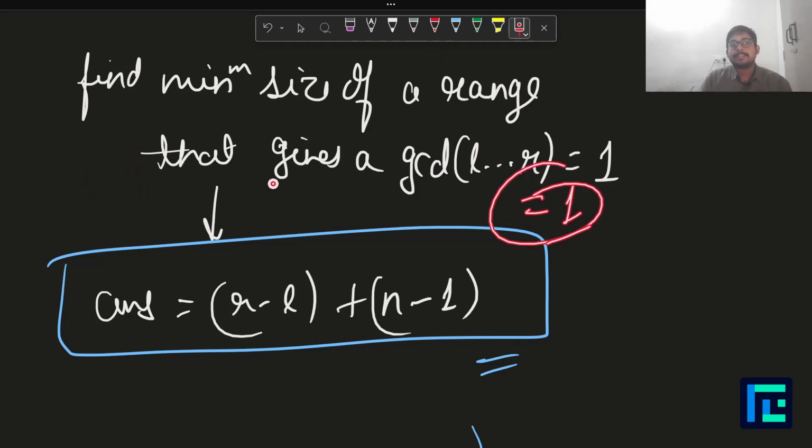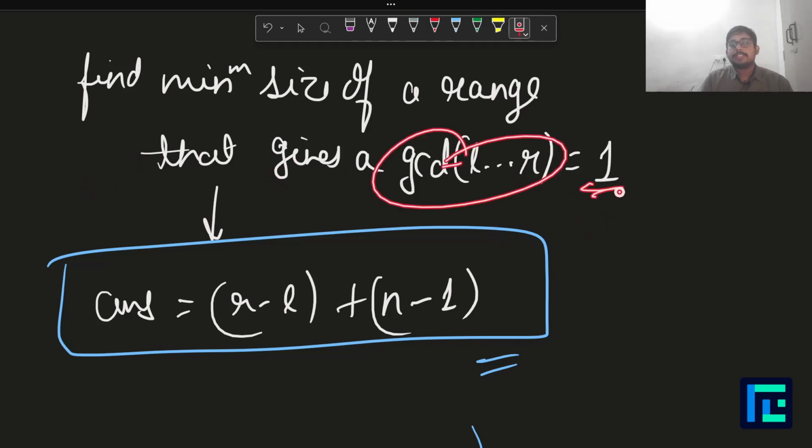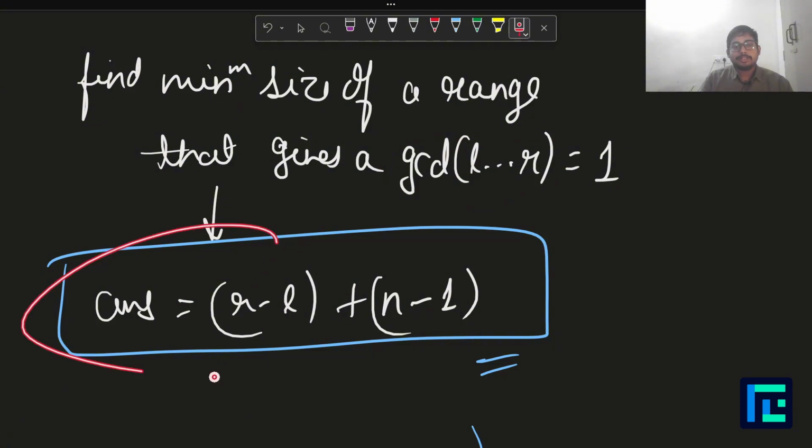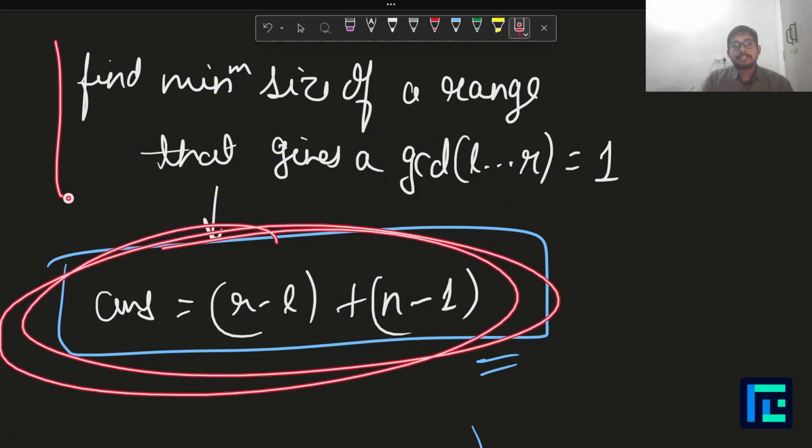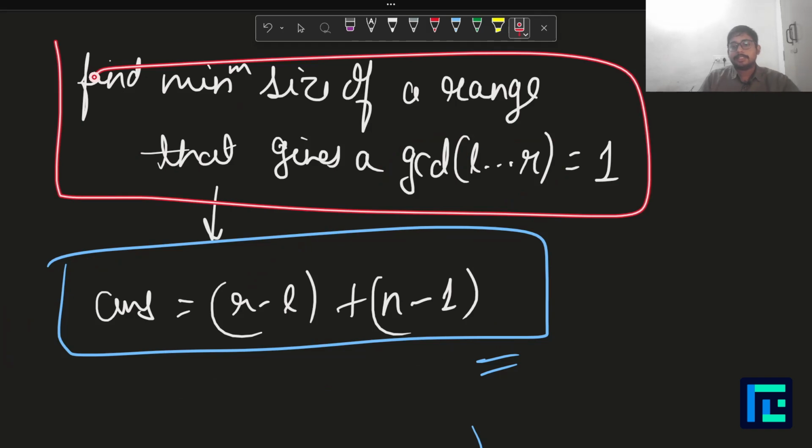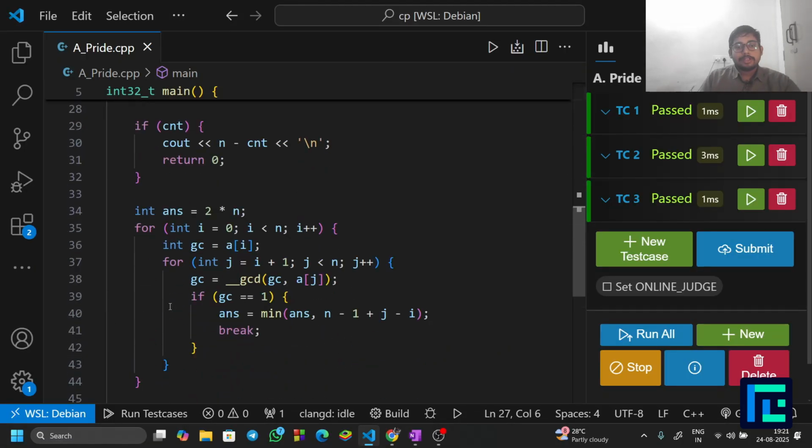That means there exists some range of some size which gives a GCD of 1, and it's also not the case that any of the elements is 1. So this would be the case used. So let's find the minimum size of a range that gives GCD L to R equal to 1. So we'll do the brute force technique. We'll initialize our answer with some value which is greater than all the values present.